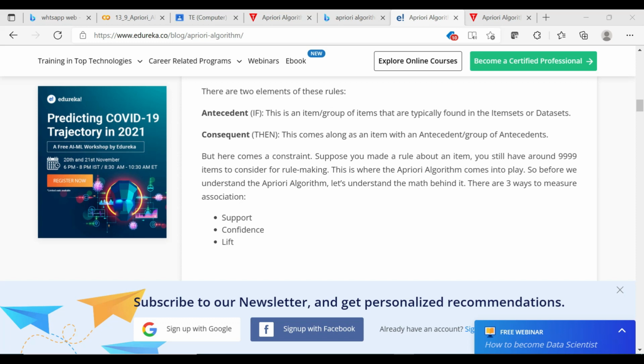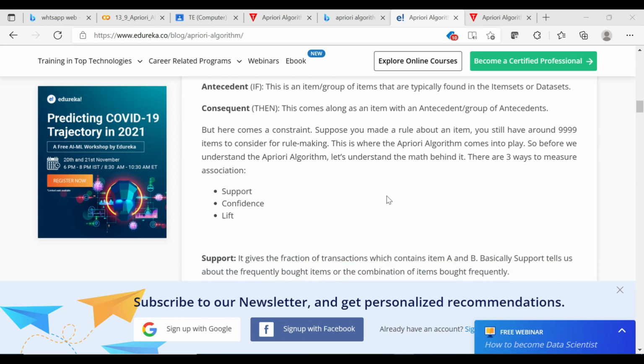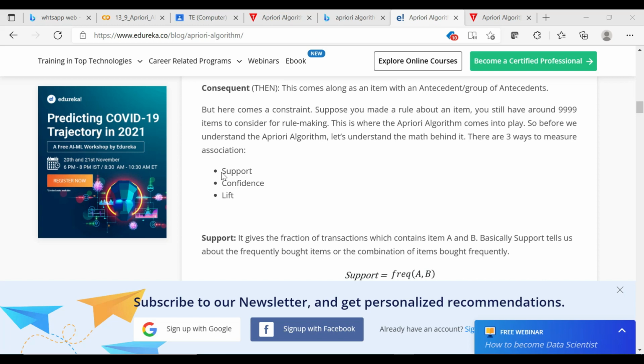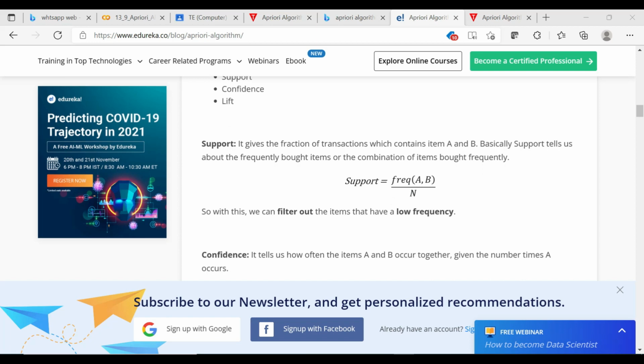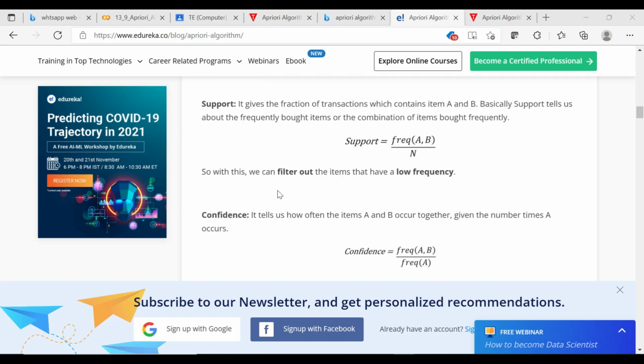So before we understand the Apriori algorithm, let's understand the maths behind it. There are three ways to measure the association. First is the support, second is the confidence, and third is the lift. So what is support? It is the fraction of transactions which contain items A and B. Basically, support tells us about the frequently bought items, or the combinations of items bought frequently. Support is the frequency of items A and B divided by n. With this we can filter out the items that have a low frequency.